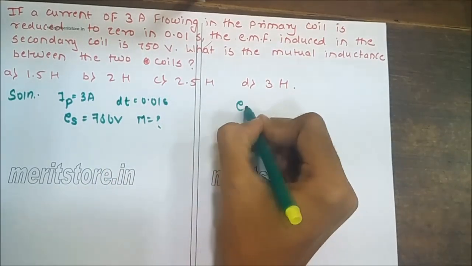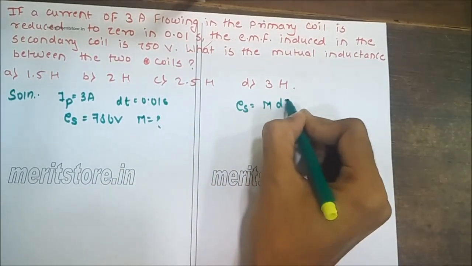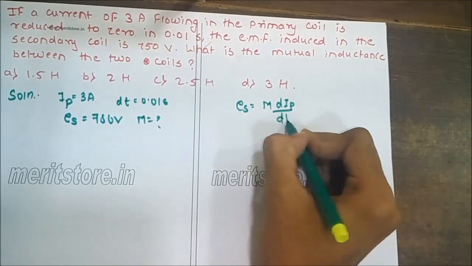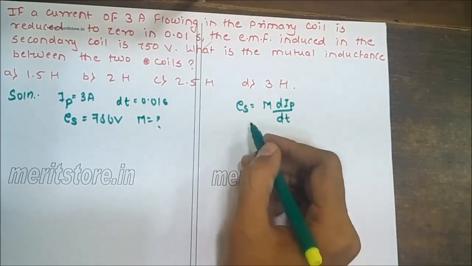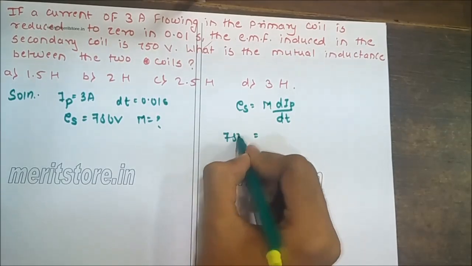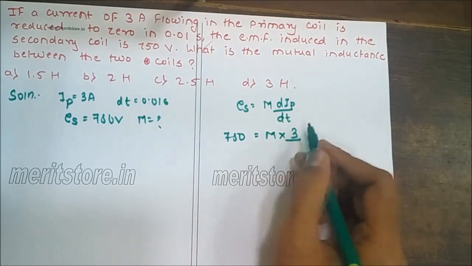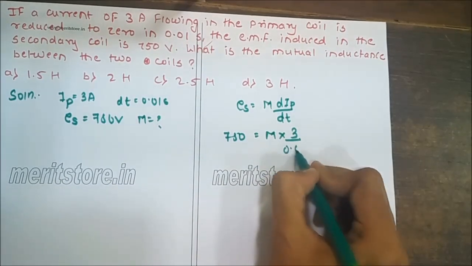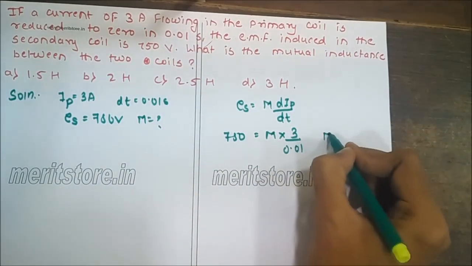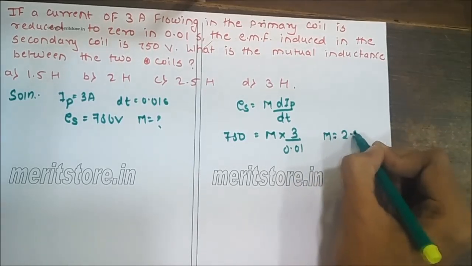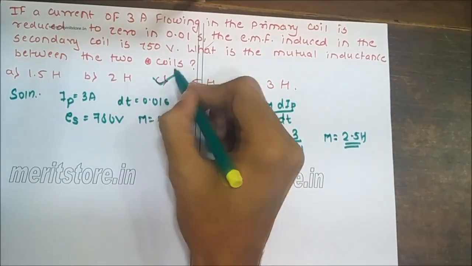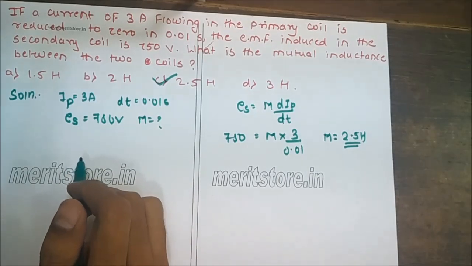Okay, so we have the formula ES is equal to M, the change in the current in the primary, with respect to the time t. So here we already have ES, that is 750. So M multiplied by the change in the current, 3 to 0, 3 minus 0 becomes 3, upon the time, which will be 0.01. So the value for M comes out to be 2.5 Henry. So C, 2.5 Henry, is the correct option.